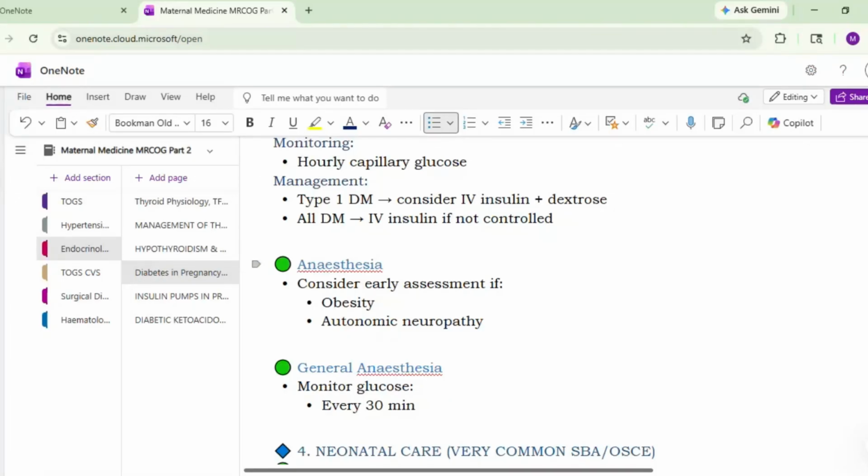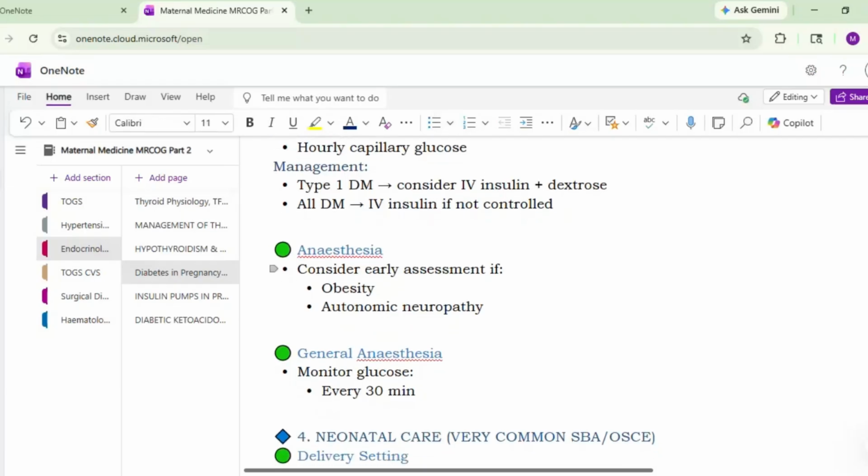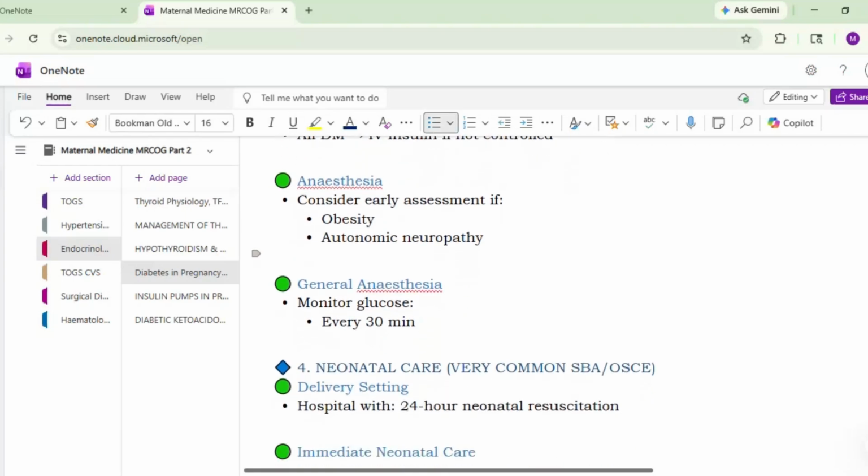During late antenatal visits, or even in early labor, we have to consider early anesthesia assessment if the lady is obese or if there is autonomic neuropathy. We will consider the anesthesia review in early labor or even in the late antenatal period. Then if she is under general anesthesia, we have to monitor the blood glucose every 30 minutes.